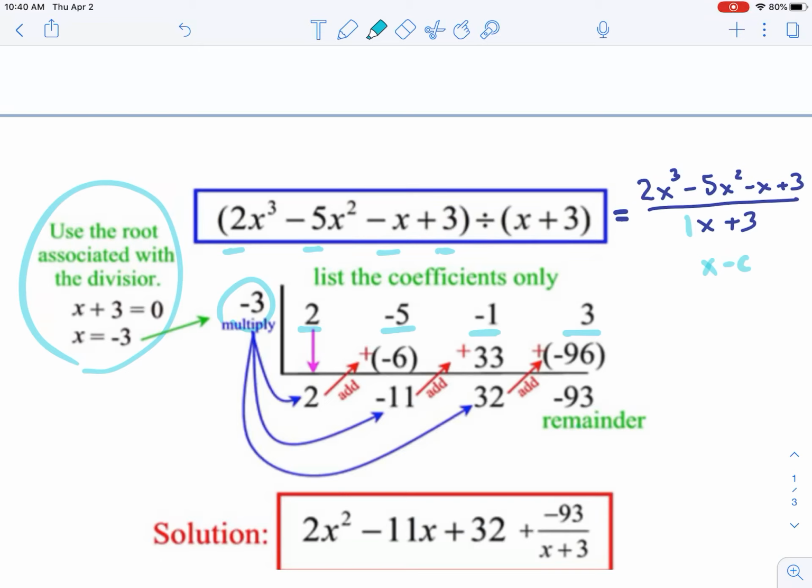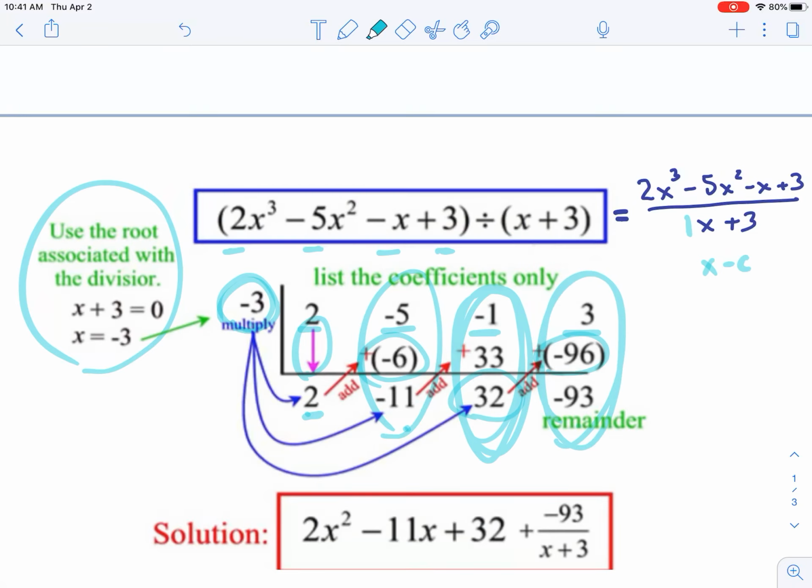I'm going to do what this pink step right here says to do and just write the 2 down below. And then it's just this game of multiply and add, multiply and add, multiply and add. I'm going to multiply my divisor, -3, the root, by 2, and get -6, and add the column to have -11. -3 times -11 gives me 33, and then add the column. -3 times 32 gives me -96, and then add up the column. My remainder here is -93.